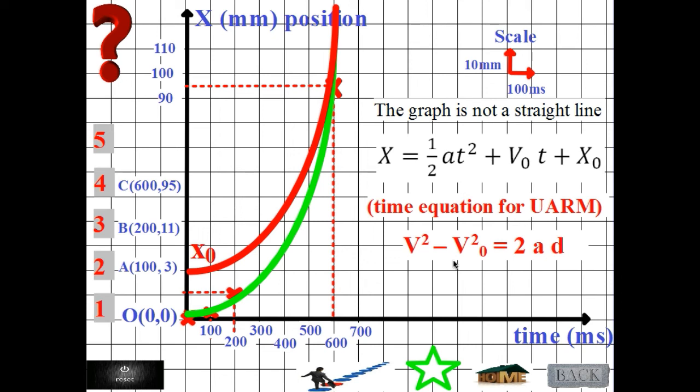This is the last formula for uniform accelerated rectilinear motion. If in any problem we don't have time, we don't need to calculate the time, we can use this equation: v final squared minus v0 squared equals 2ad. a is the acceleration, d is the displacement, x minus x0 is the displacement. So we use this equation whenever we don't have time in a problem.